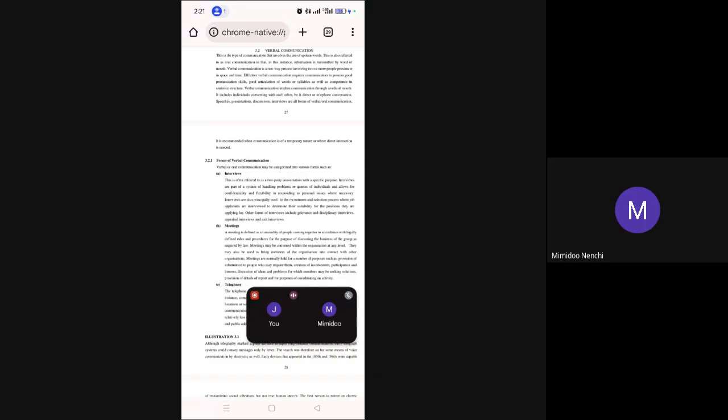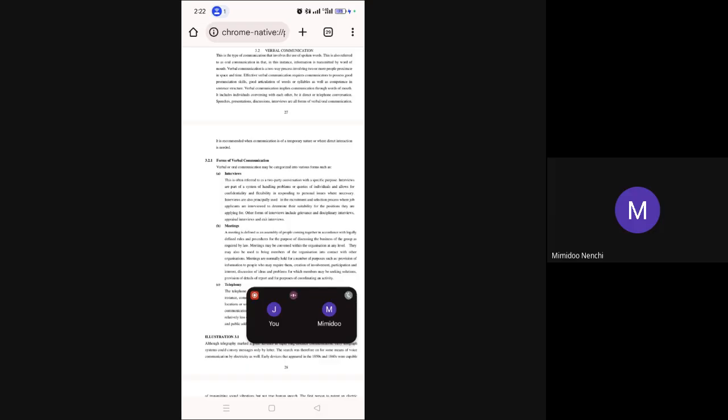Interviews are also principally used in the recruitment and selection process where job applicants are interviewed to determine their suitability for the position they are applying for. Here, you want to know how suitable your applicant is. So you have to engage the person in oral communication.